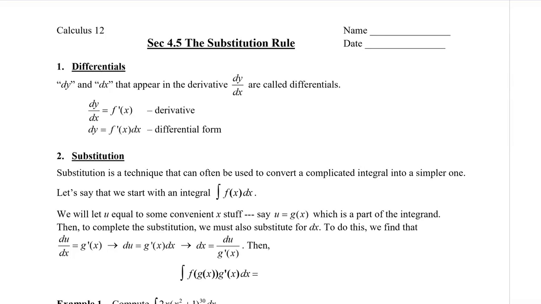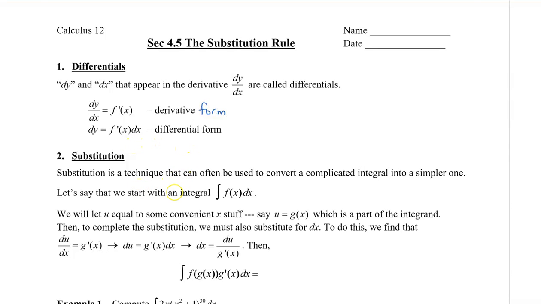In this video, I'm going to show you how to use the substitution rule to find the antiderivative of some complicated integrals. Now, dy and dx that appear in the derivative dy/dx are called differentials. dy/dx equal to f prime of x is said to be in derivative form. And then if I multiply both sides by dx, I get dy equals f prime of x times dx, which is in differential form. And this form is what we're going to be using when we use the substitution rule.